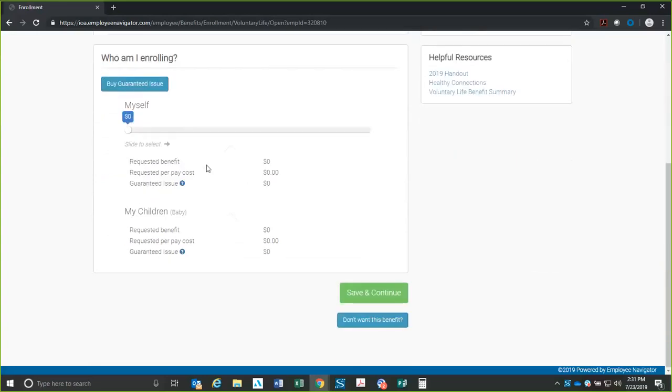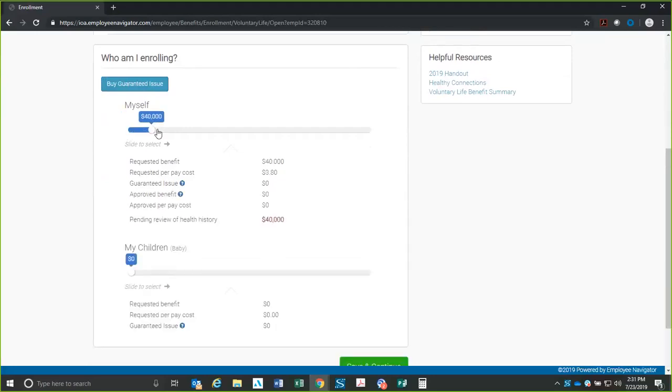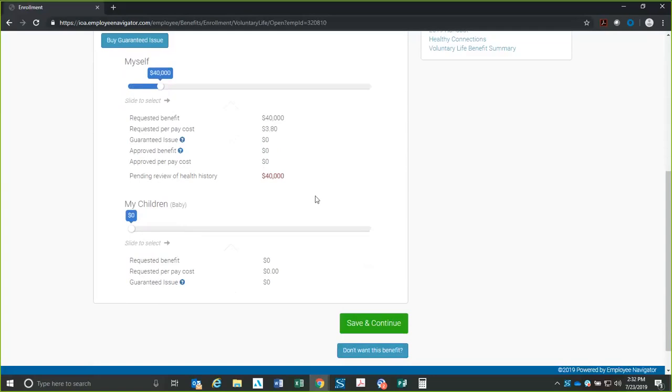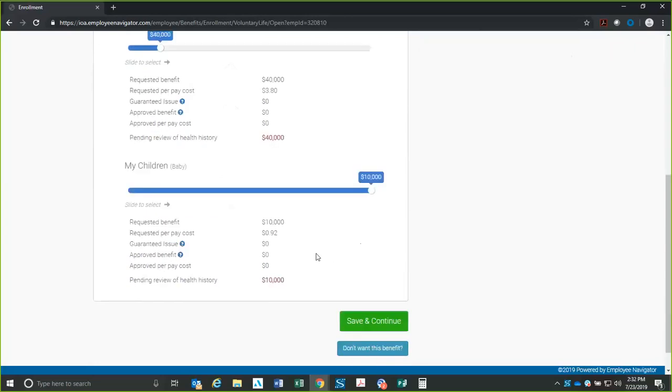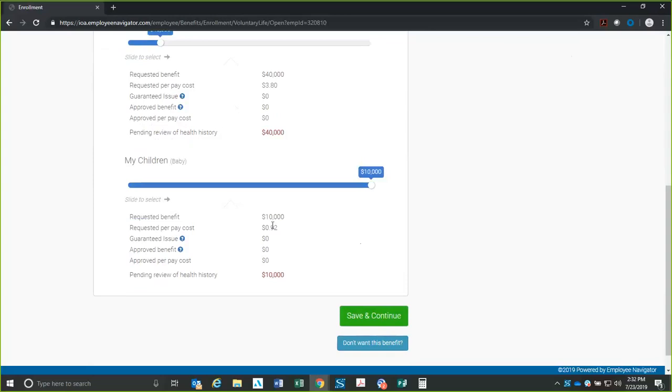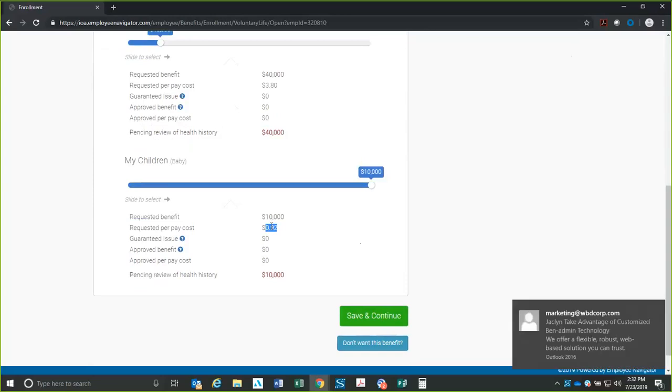So say I want some life insurance, and I'm not going to have what's called a guaranteed issue. I can pick an amount, and if I want $40,000, it's going to be $3.80 per paycheck. That's pretty cheap, so maybe that's a good number for me. But I also have a baby. We don't like to think about it, but let me get the max for my baby, which is $10,000. It's only 92 cents. If I had 10 kids, it would still only be 92 cents.